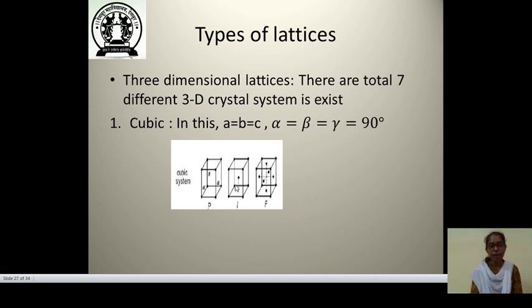In cubic, we have three different systems. Here all the atoms are at the corners. Here the atoms are at the corners as well as inside the lattice. This is the second type, and here the atoms are on all faces. These are the three different systems of a cubic system. For cubic, A is equal to B is equal to C, and alpha is equal to beta is equal to gamma is equal to 90 degrees. There are three types for the cubic system. This is the first crystal system in three dimensions, the cubic.